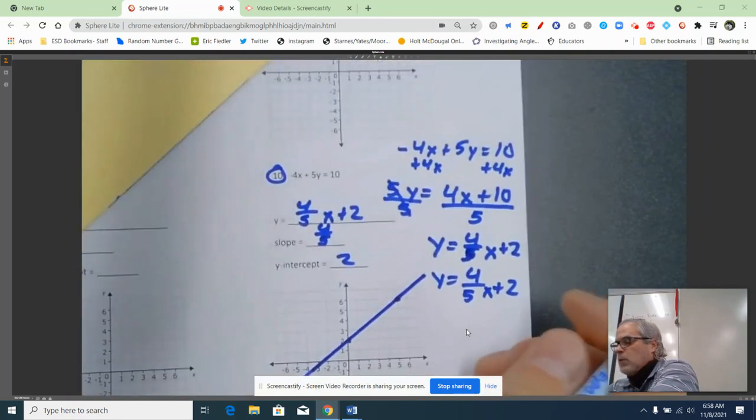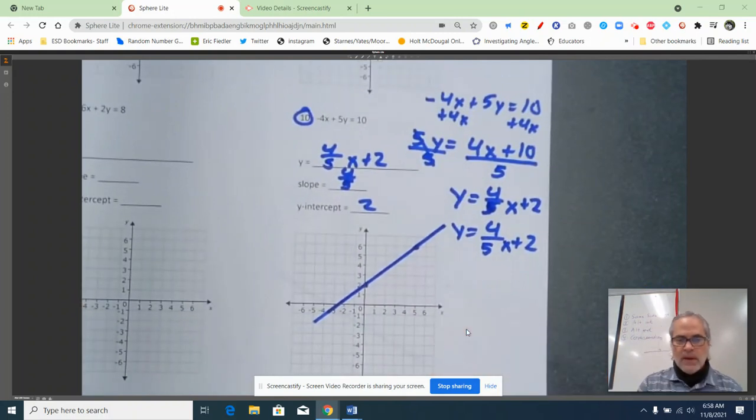And there it is. So we'll be practicing today finding slopes and graphing these lines. And then tomorrow we're going to talk about parallel, perpendicular, and some other things.